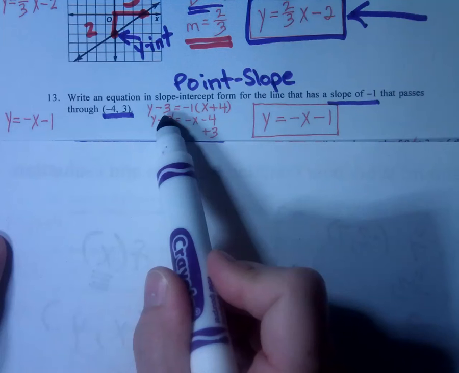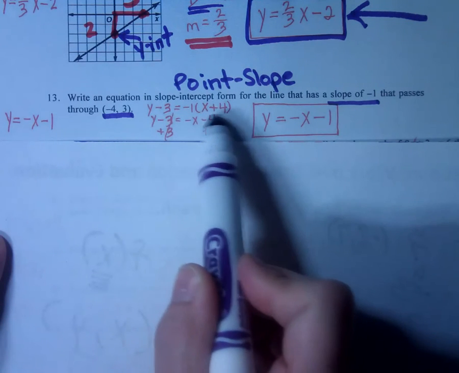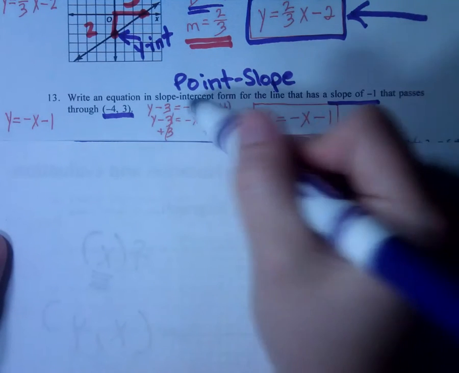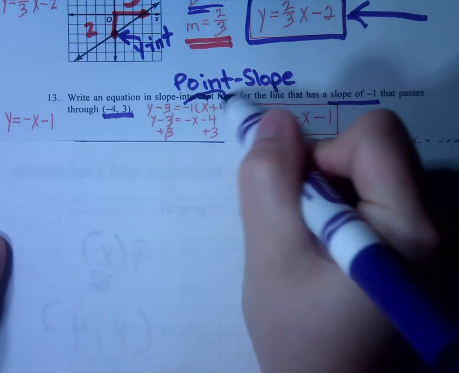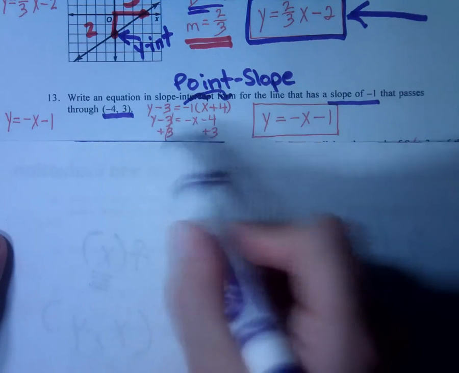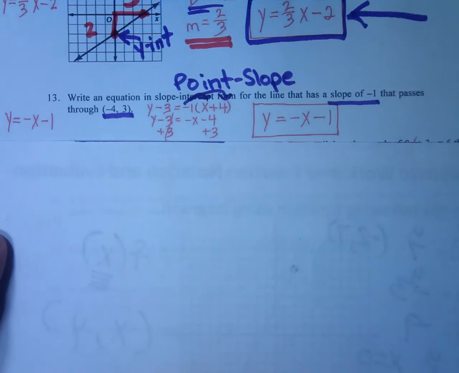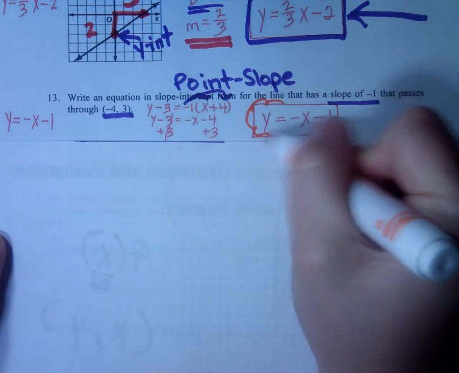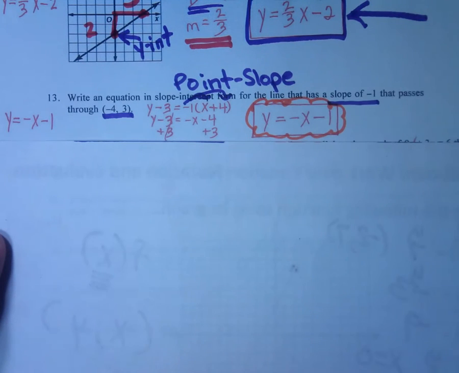y minus the y coordinate equals slope, x minus the x coordinate. I distribute the -1. And then to get y by itself, I add 3 to both sides. And my final answer is y equals -x minus 1.